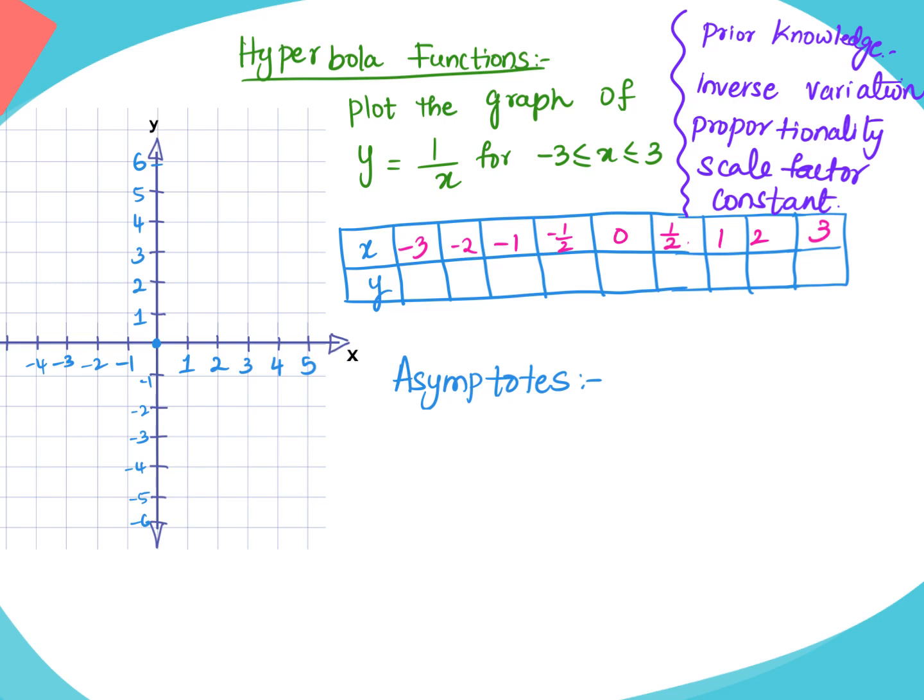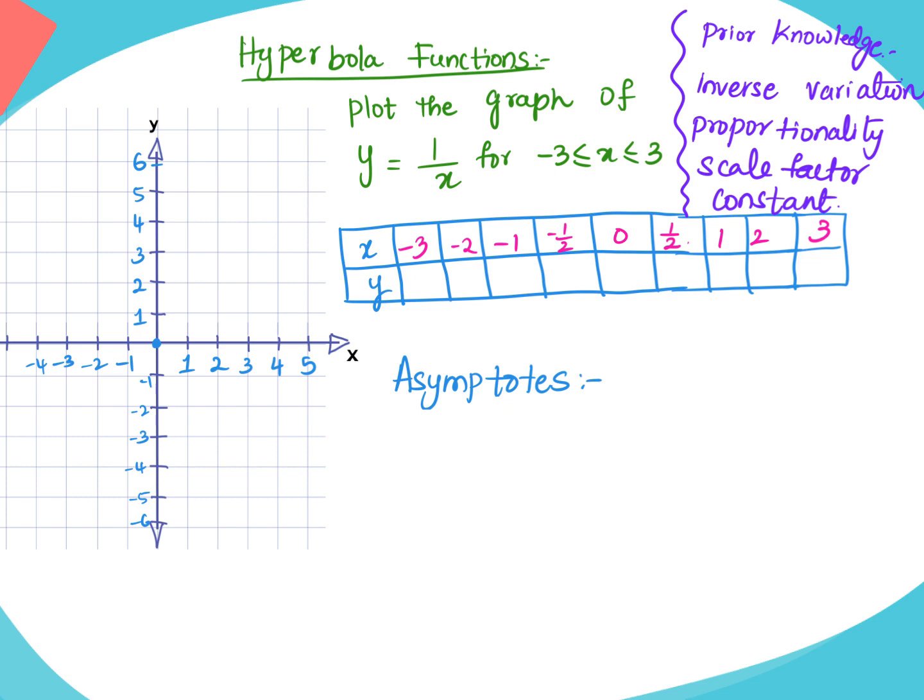In this video, I'm going to talk about how to graph our hyperbola functions. A hyperbola is an inversely varying function. What it means is, as you can see, the x is in the denominator on the other side of the equation and the y is in the numerator. Meaning, if the x value increases, 1 divided by a very large number makes the y decrease.